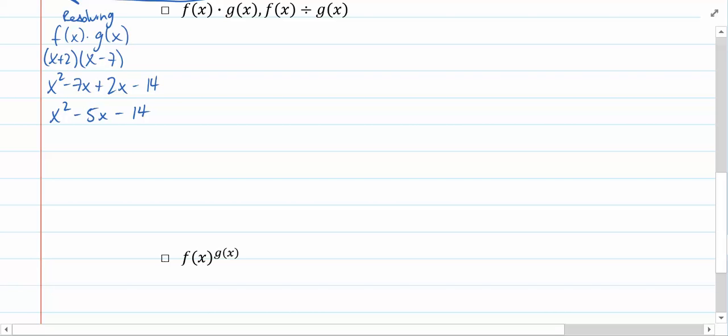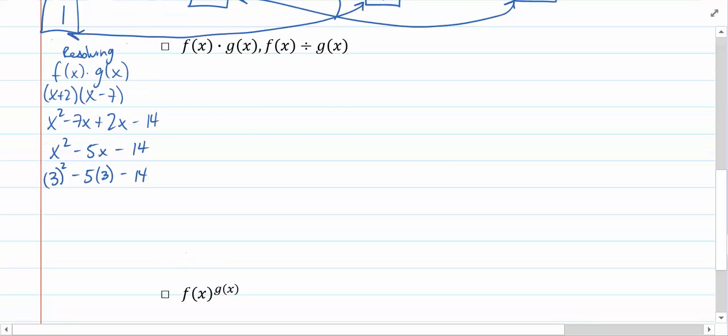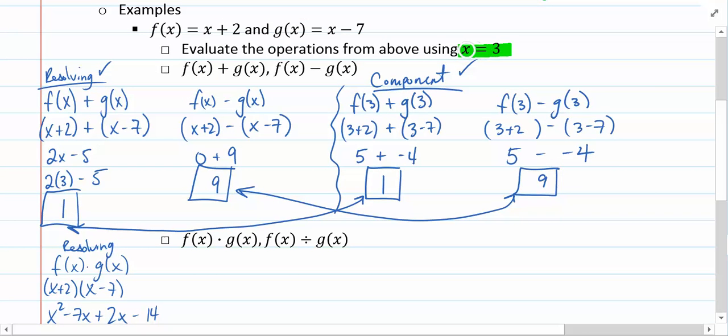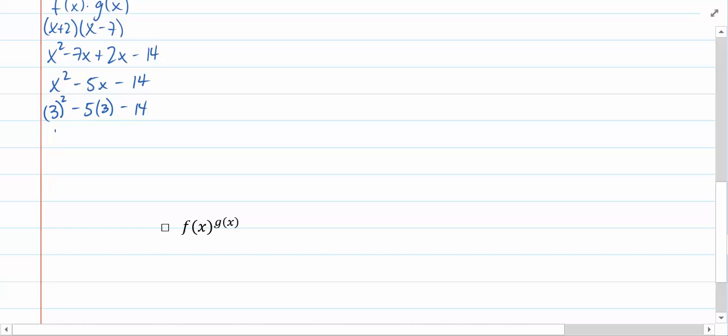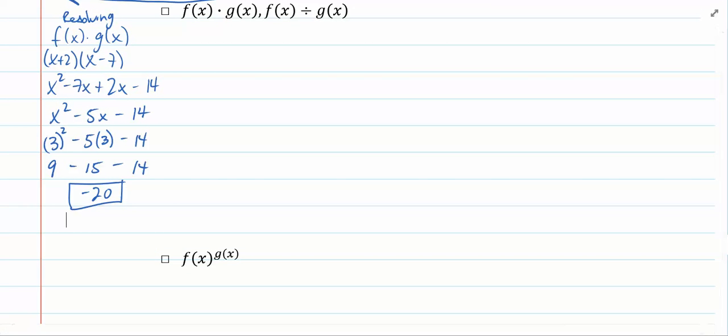And now I can evaluate when x is equal to 3. I'll change my x's to 3. 3 squared minus 5 times 3 minus 14. And again, this 3 came from the directive at the beginning. We're evaluating each of these when x is equal to 3. This 3 squared becomes 9, minus 15, minus 14. And this result comes out to be negative 20. So when we solve this by resolving, we see that the result is negative 20.